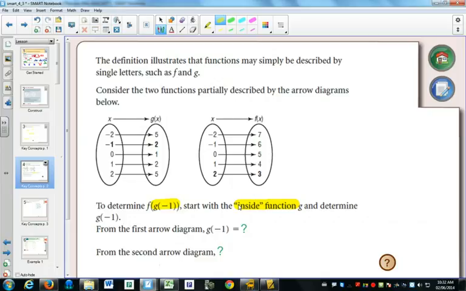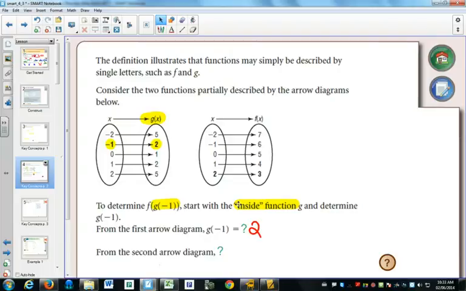So when I have f of g of -1, I first would say, well, inside the bracket I have g. Here's my function g. What happens when you plug in a -1? Well, according to this mapping, if I plug in a -1, what would come out of the machine? A 2. So g of -1 is 2.